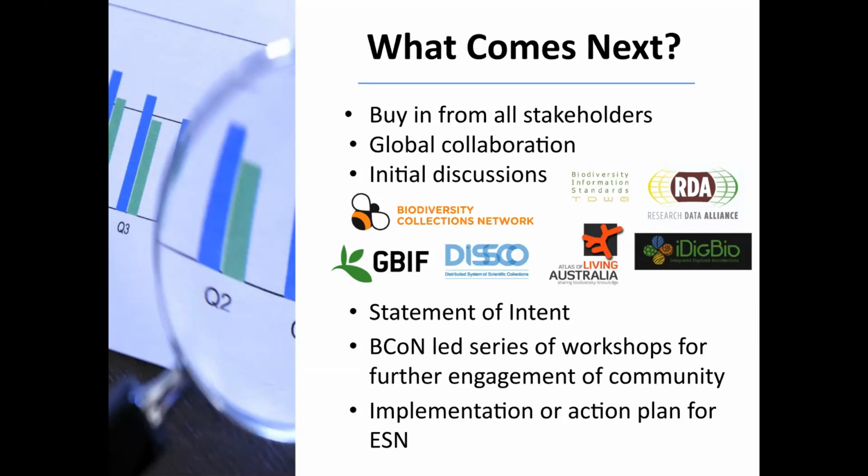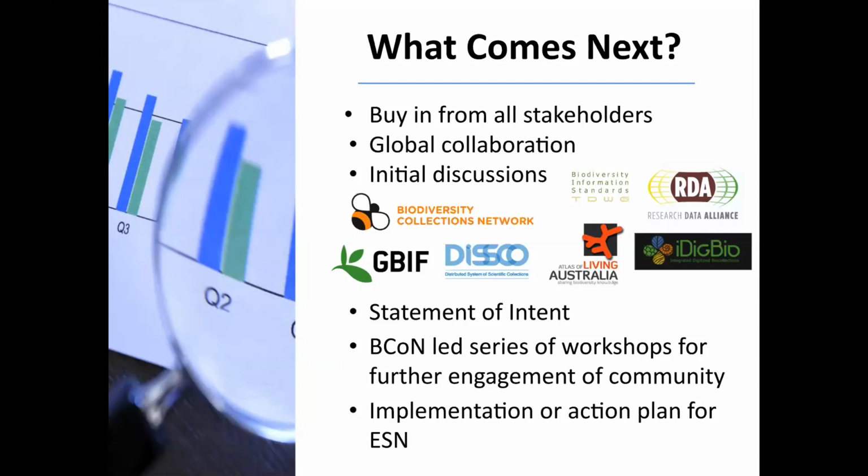We also are hoping to work towards a Beacon-led series of workshops for further community engagement, potentially discussing those 5 action areas of the Extended Specimen Network individually, to be able to flesh out what already exists, who is working on components of those particular aspects, and where the holes are, so where the gaps are that we still need to fill.